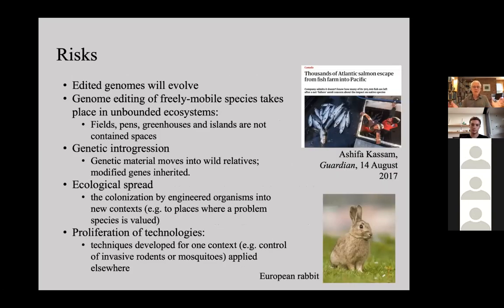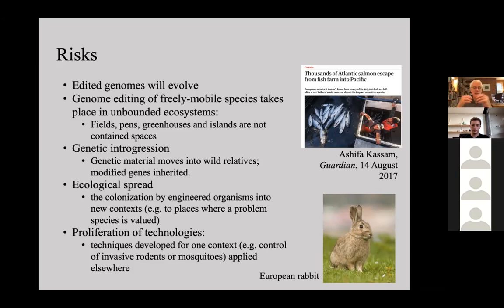So there are risks. I don't want to go into them in detail, but they're out there in the literature. Edited genomes will evolve. Organisms that have been edited in an unbounded ecosystem will move. They're freely mobile species. So fields and pens and greenhouses and islands are not biologically contained spaces. And therefore, it's important to recognize that possibility and to do the research on what's going to happen. So it's important that research is framed in a sort of ecosystem context.